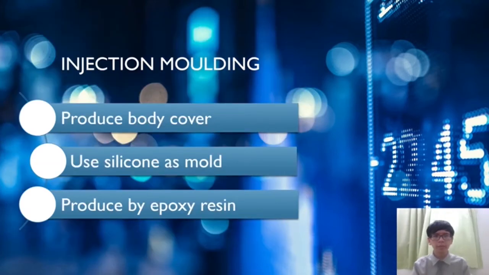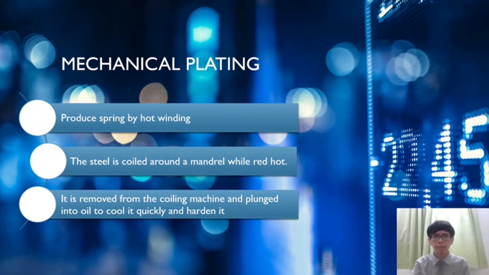For the injection molding, we use it for the body cover by using silicone as the mold and then producing it using epoxy resin. And lastly, the mechanical plating. We use this process to produce the spring by the hot winding method. The steel is coiled around a mandrel while red hot, and then removed from the coiling machine and plunged into oil to cool it quickly and harden it.